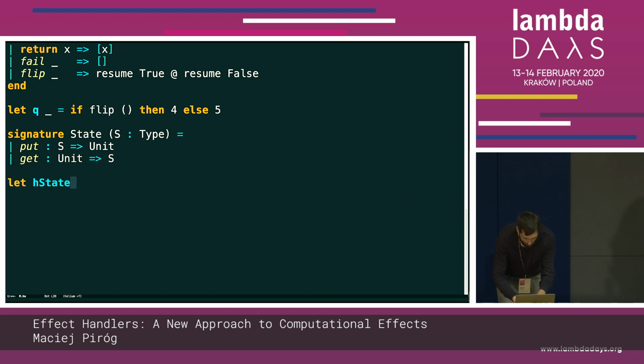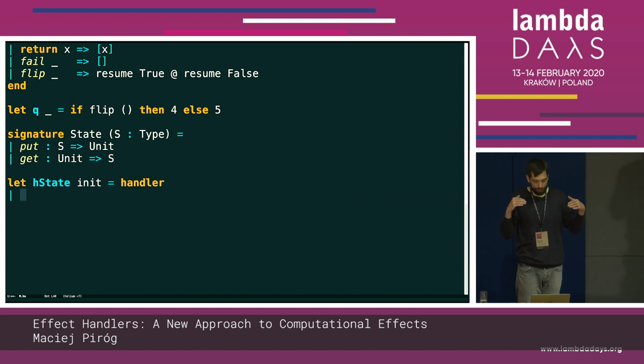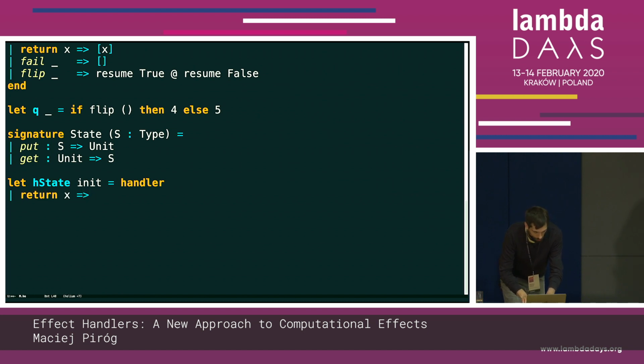Let H state initial state is a handler. Okay, how to handle state? Well, we will need one more clause in the handler. So the type of the thing that will carry the computation, just as lists in case of nondeterminism, will be just functions from state to values, right? So in particular, when we see a pure value with no operations, we say, okay, the interpretation for this is a function from some initial state that always gives me x.